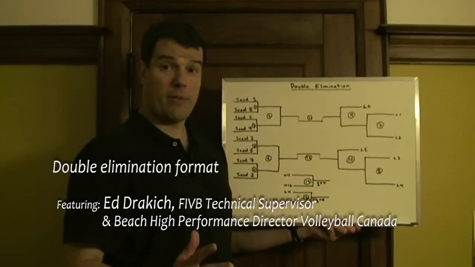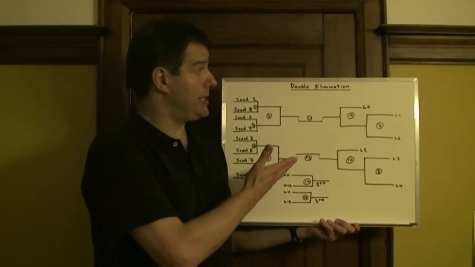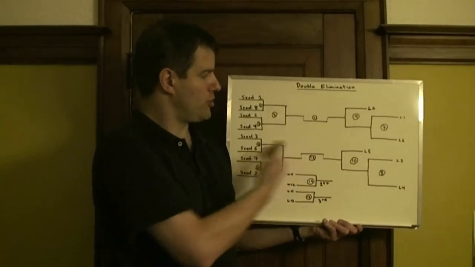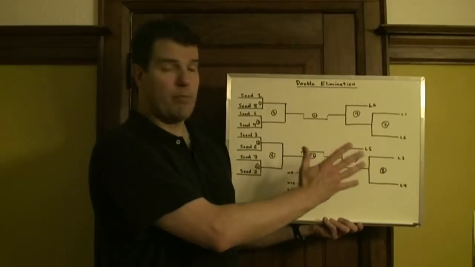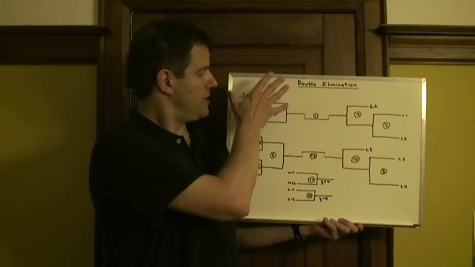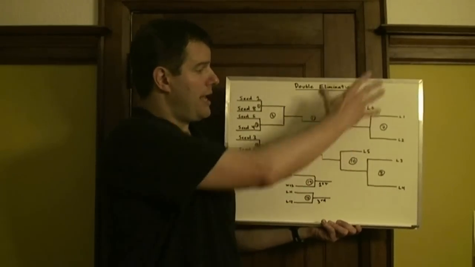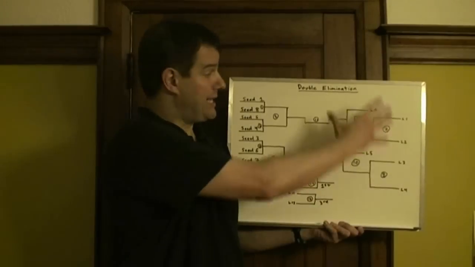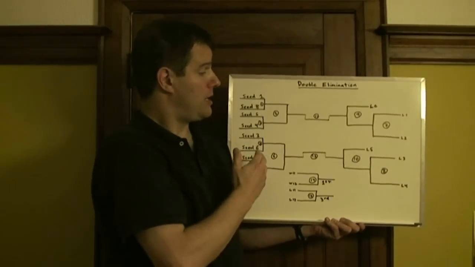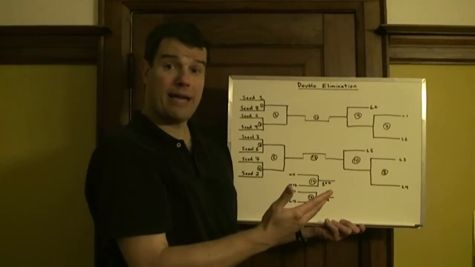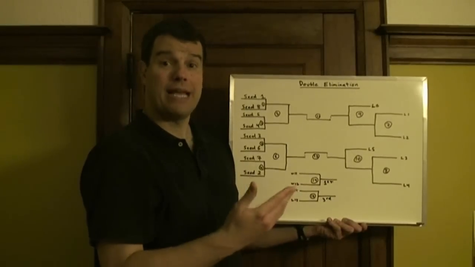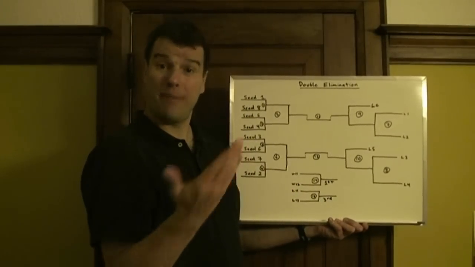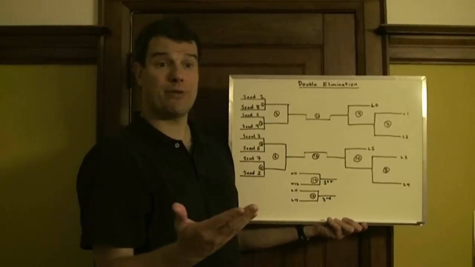The next tournament format I'm going to talk about is called a double elimination format. This is what the tournament looks like. The tournament is composed of two halves: the winner's half of the draw and what's called the loser's bracket or the contender's bracket. The teams play in this format until they've lost twice. It's a very simple format in terms of basic understanding. You lose twice and you're out.